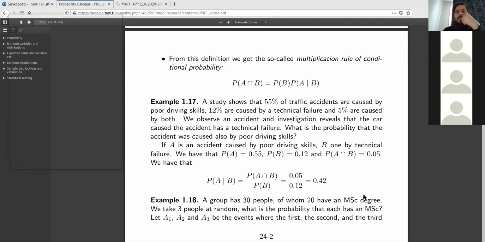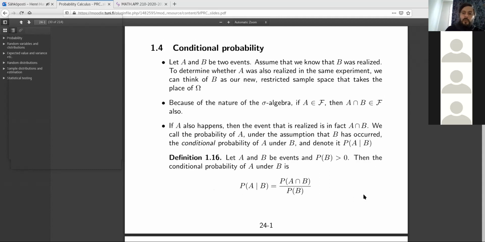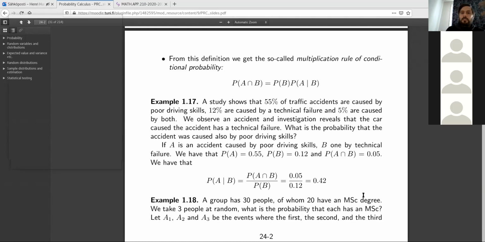And this definition, we can also express as what is called the multiplication rule of conditional probability. So the probability of A and B happening is the probability of B happening times the probability of A happening under the assumption that B also happened. It's just a rewrite of this formula, this definition. But if we know these conditional probabilities, then we can express it like this.